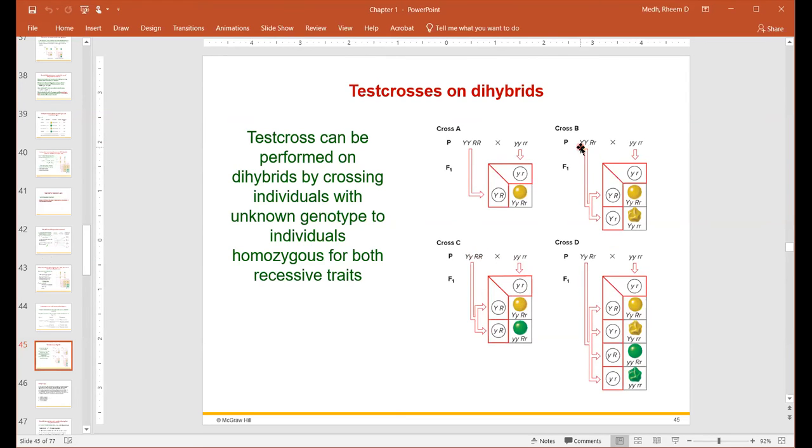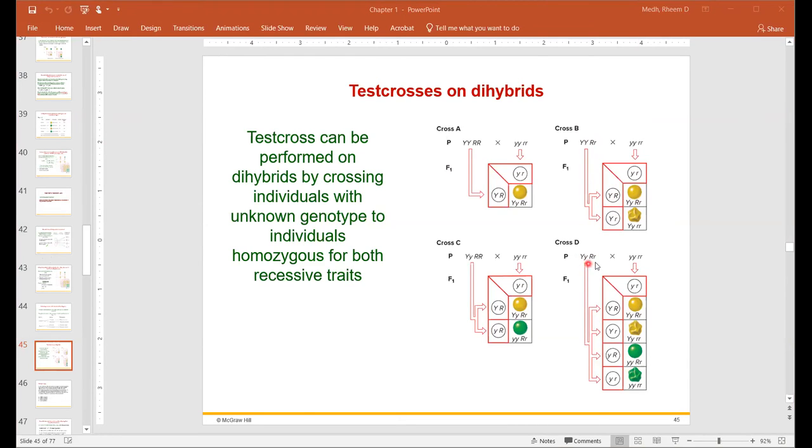If instead you had big Y, big Y, big R, little r, so this one, then when you did your test cross, you would end up with a yellow round and a yellow wrinkle. So that's how you can tell that your original sample was this, right? The test cross is always homozygous recessive, okay? So that's what you'll get.